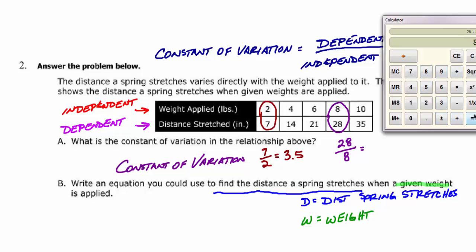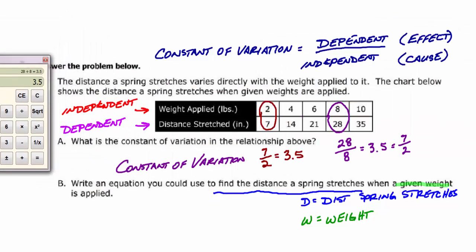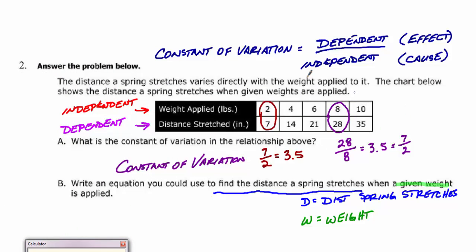28 divided by 8, 3.5. By the way, 28 divided by 4 is 7. 8 divided by 4 is 2. We can see that we have that same fraction. All these will simplify to the same fraction. Let's shove our calculator out of the way here and just do one more freehand. 35/10. It's always nice dividing by 10 because it just moves a decimal one place. Again, 3.5, and again, 7/2.